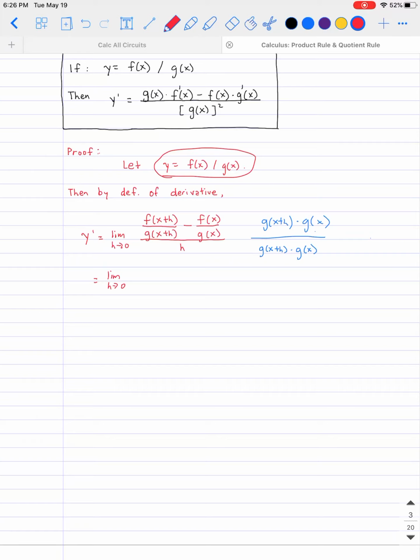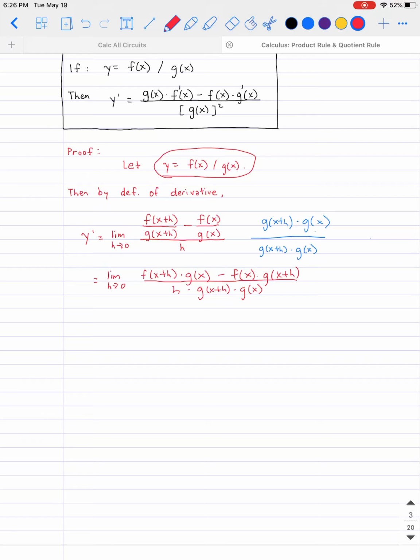The first term, the g of x plus h cancels out. So now that gives you f of x plus h multiplied by g of x. Then the second term, the g of x cancels out. So that's f of x times g of x plus h. And all that is divided by h times g of x plus h multiplied by g of x.